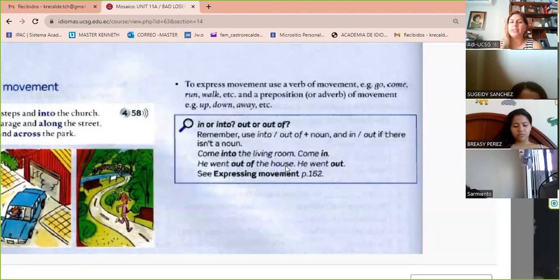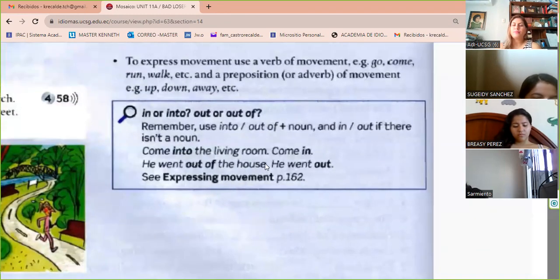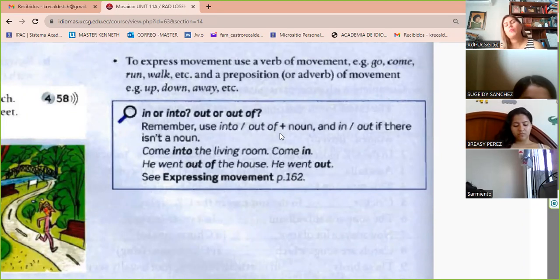So Heidi, could you please read? In or into, out or out of. Remember, use into, out of, plus noun and in, out if there isn't a noun. Come into the living room, come in. He went out of the house, he went out. Okay, thank you, my dear Heidi, yeah?